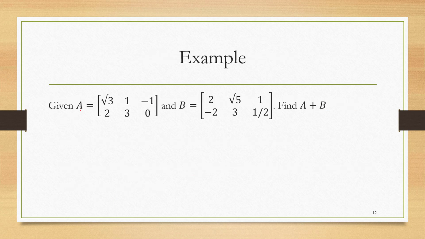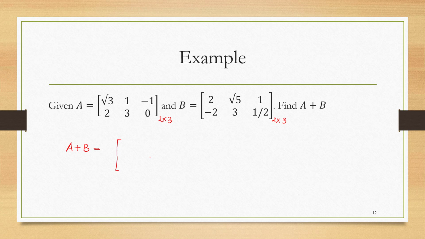See, here we are given A. It is of order 2 cross 3, 2 rows, 3 columns. This is B, again with order 2 cross 3, 2 rows, 3 columns. Then they are having the same order. Yes, addition is defined. So let's try to find the addition.